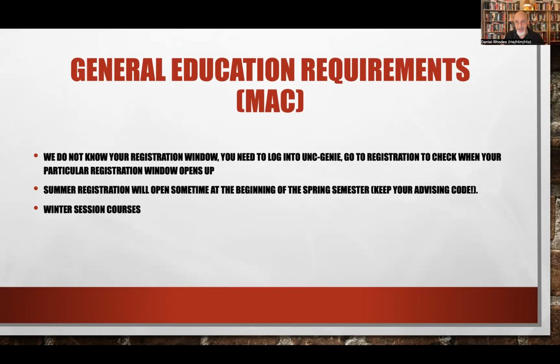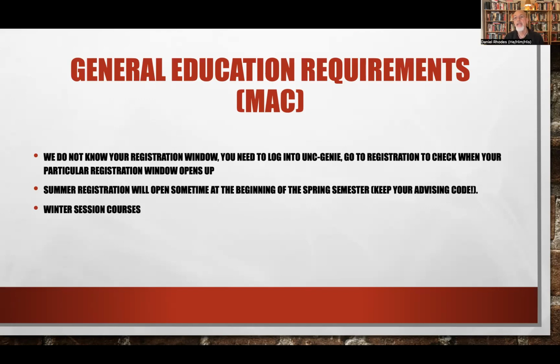What's coming up now is advising. That's it. It's not registration, it's advising. So what's happening October 11th, 12th, and 13th is advising, not registration. And you must go into either UNC Genie or Schedule Hero to find your particular registration window and when it opens up. Summer registration will open up sometime in the beginning of the spring semester.